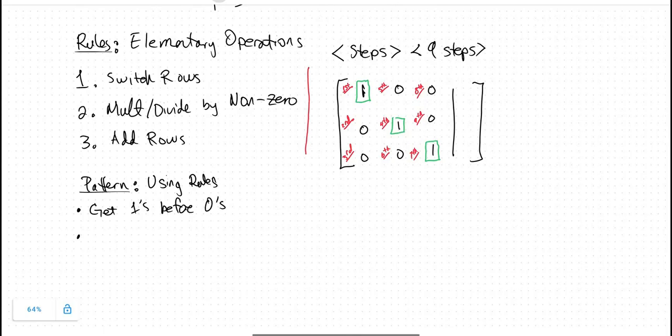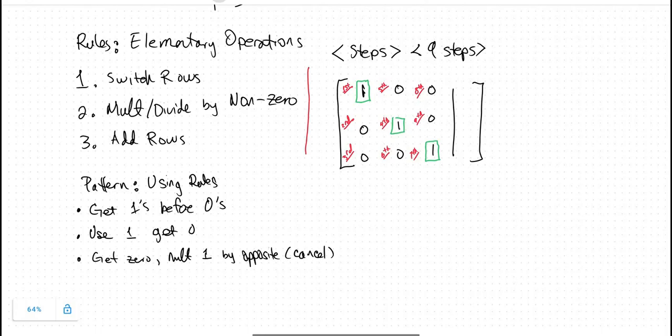And the next part is that you use the 1 to get the 0. So 1 is your helper. So how do you use the 1? Well, let me say it this way. When you want to get the 0, multiply the 1 by the opposite. Why the opposite? Because that's how you cancel. All right, so that's the pattern.